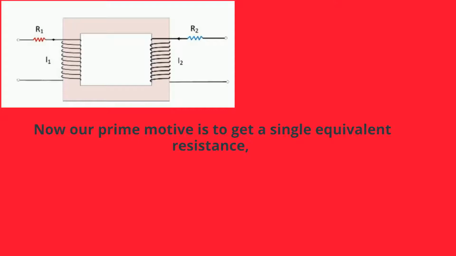We can find the equivalent resistance in two ways. The first one is equivalent resistance referred to the primary side, and the second one is equivalent resistance referred to the secondary side.